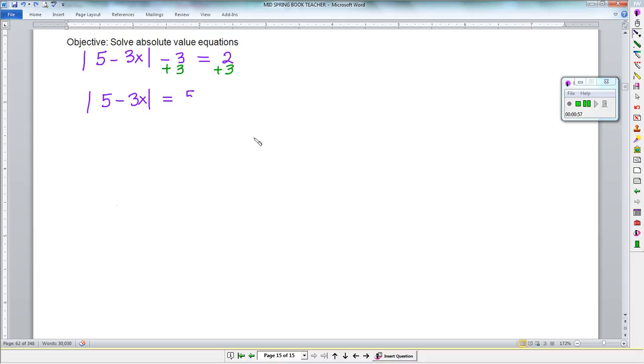Next step, we are going to rewrite this absolute value equation into two equations without the absolute value symbol. The first equation will be the positive one, so we will have just 5 minus 3x equals 5. And the second equation will be the negative one, so we have the negative of 5 minus 3x. It means negative 1 times the expression 5 minus 3x inside the parentheses equals 5.